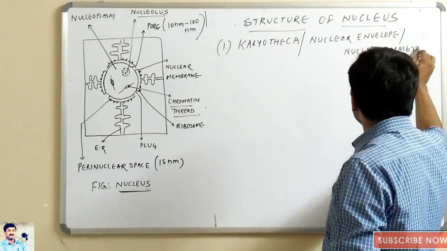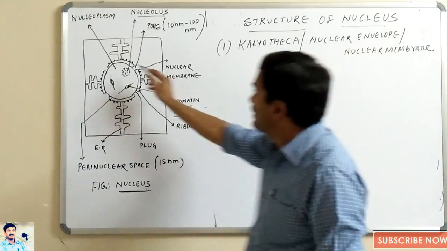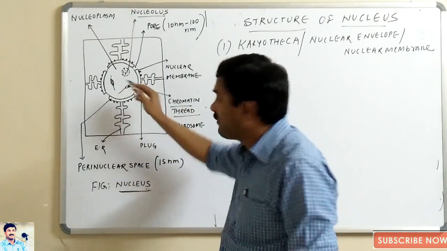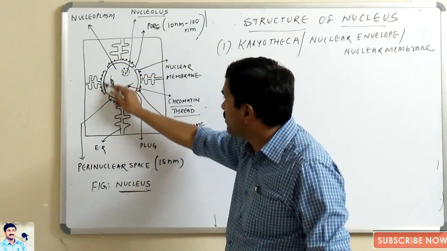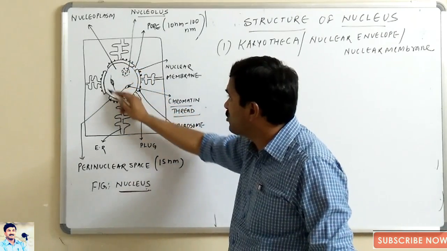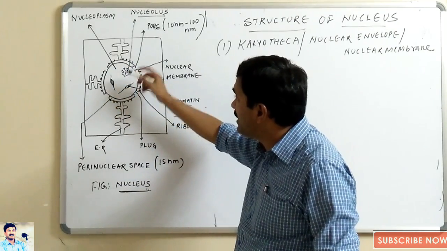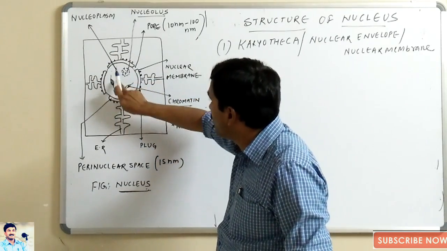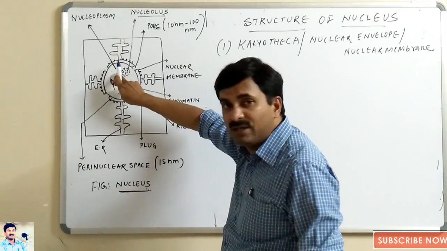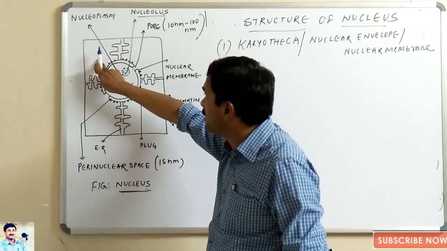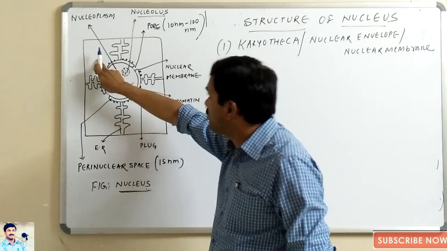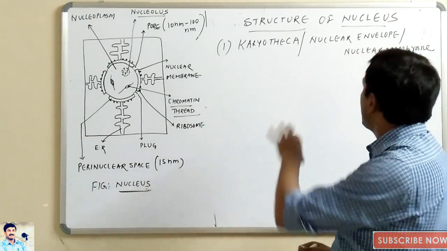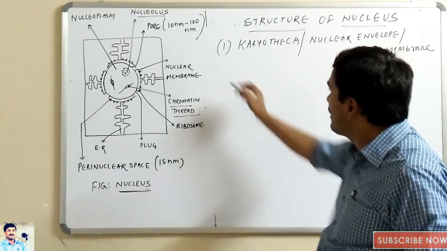You can see I have made the nuclear membrane. This diagram is showing the structure of the nucleus. This is the nuclear membrane. Actually, the nuclear membrane is separating the nucleoplasm and the cytoplasm. What is filled inside the nucleus? Nucleoplasm. Outside the nucleus, what is present? Cytoplasm. So the cytoplasm and the nucleoplasm are well separated by the help of what? The karyotheca, or the nuclear envelope, or the nuclear membrane.